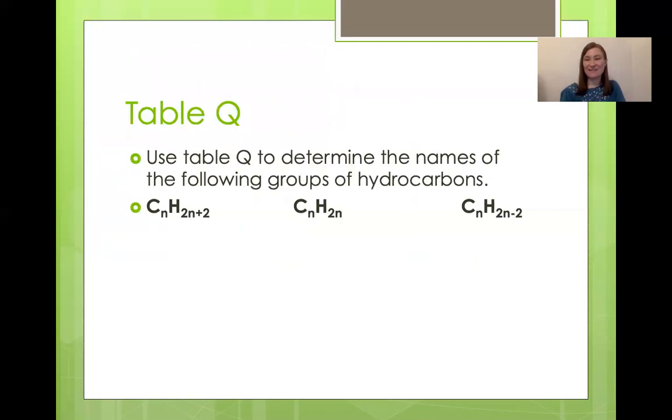We can actually find these formulas in our reference table. So go ahead and pull out your reference table. If you don't have it, Google chemistry reference table. It'll be the first hit. Open that up. Go to table Q.